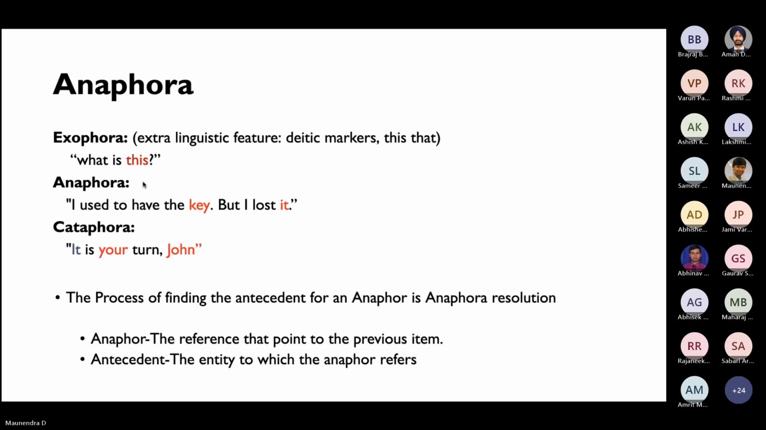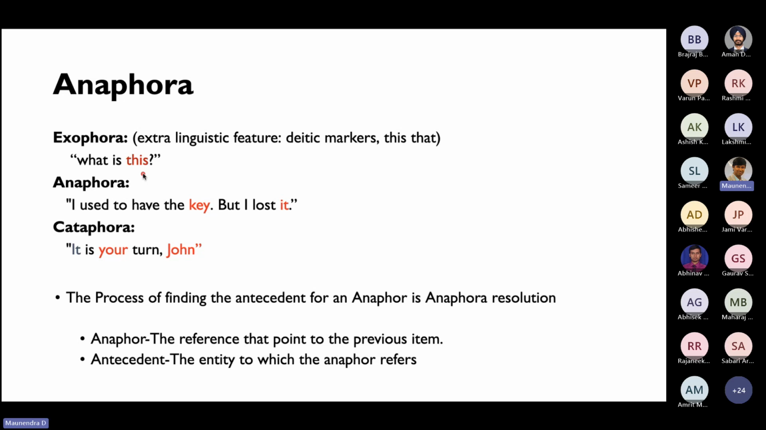So you can think of a story where some situation is being narrated and there is some statement like, and then John says, what is this? So for this, it is not possible to identify what is the part of the input text that the word this is referring to. So this is called exophora.